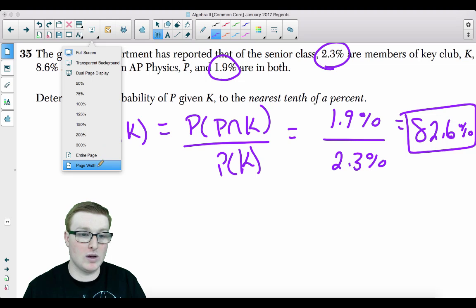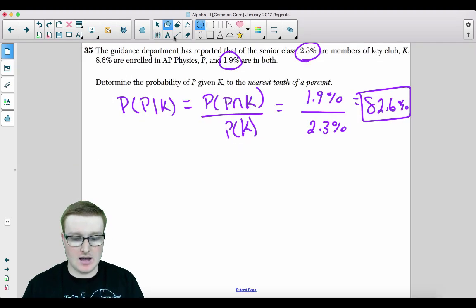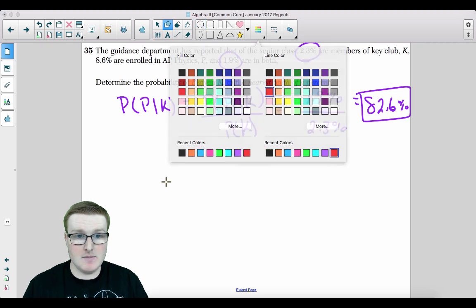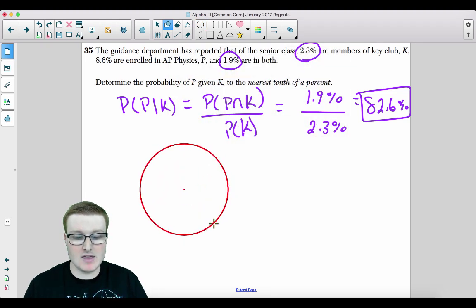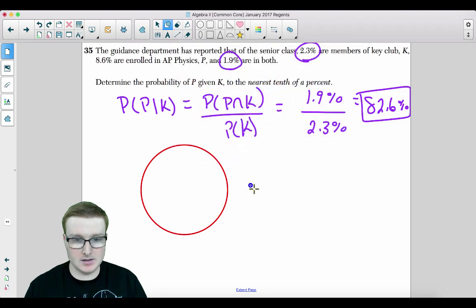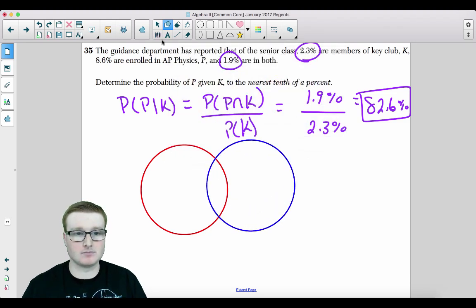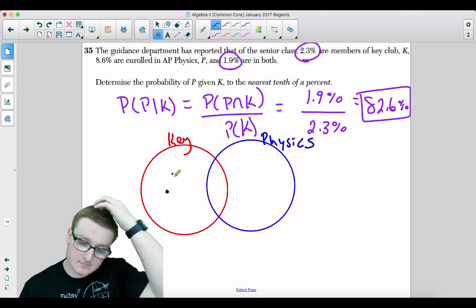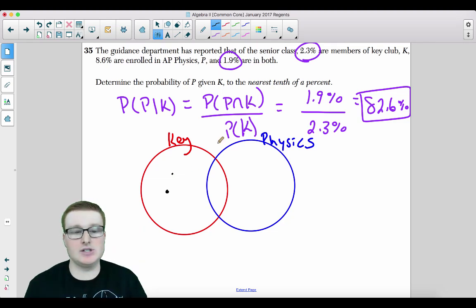Now, let's just say you don't like what I just did and you like it visually. I highly recommend visual. That's perfectly fine. So, I'm going to make this red circle the Key Club. And I'm going to make this blue circle physics. Okay? So, this is the Key Club and this is physics. So, this is really just the same as the top.